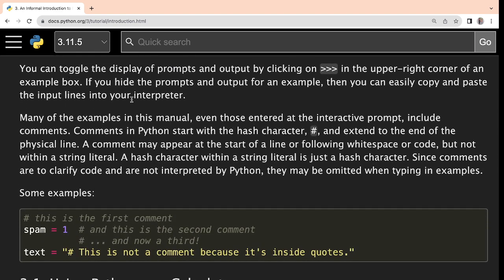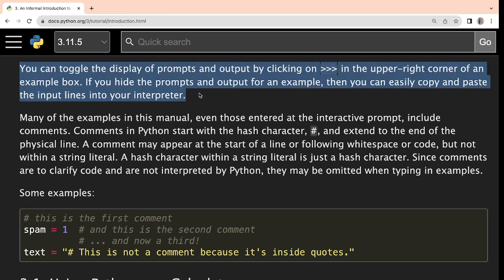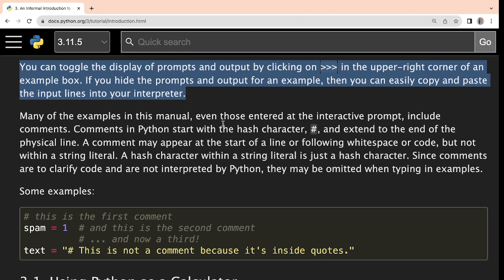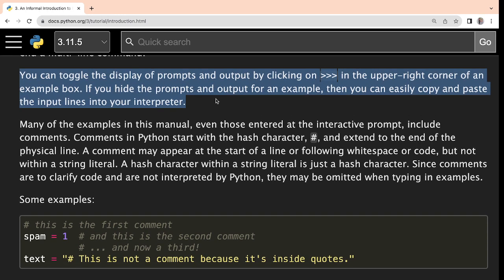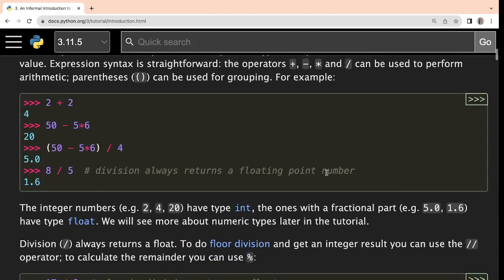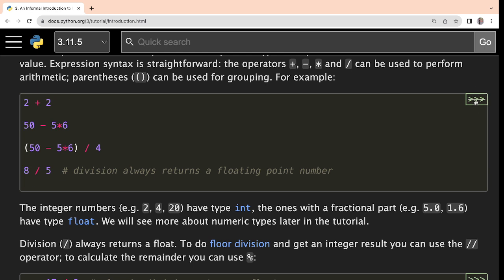This paragraph is written for whatever example boxes are present here, so you can just read it. You can toggle the display of prompts and output by clicking on these things. If you look at this example box, in the upper right corner this button is given. If you click on this button, what will happen? You will get only the commands.